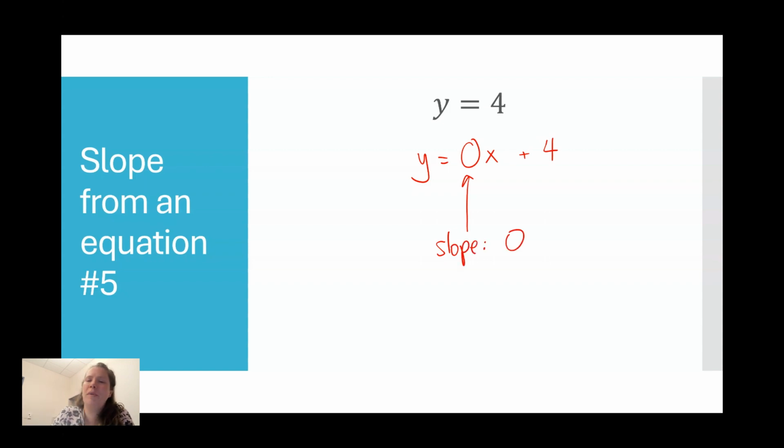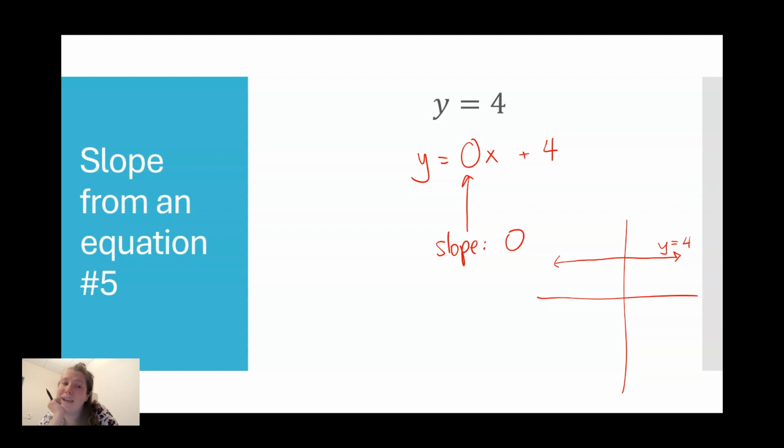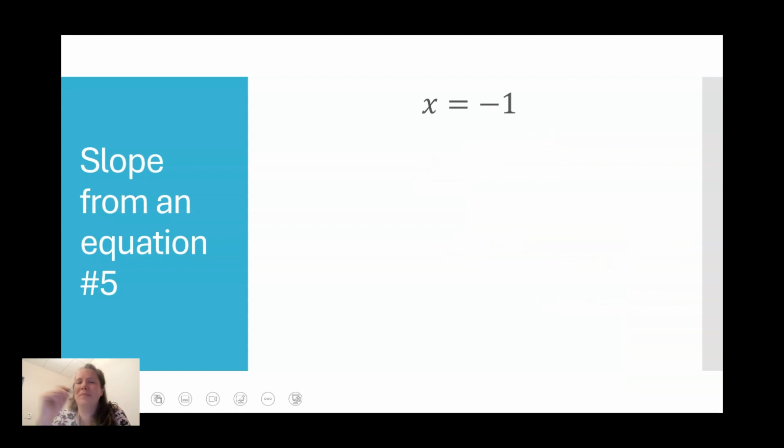Or we can also remember that on a graph, y equals 4 is a horizontal line, always. Y equals a number is always going to be a horizontal line. And horizontal lines always have a slope of 0. Notice 4 is my y-intercept. How lovely.